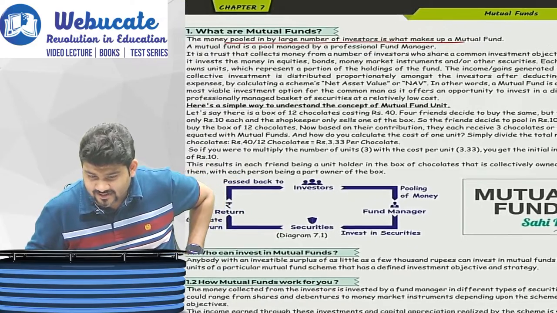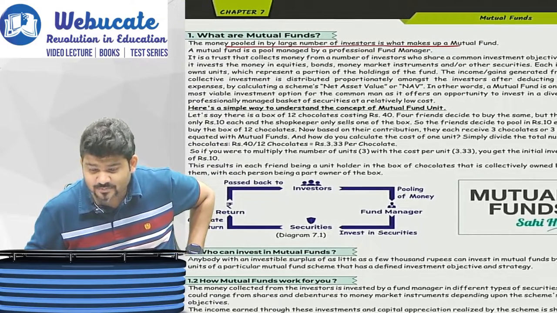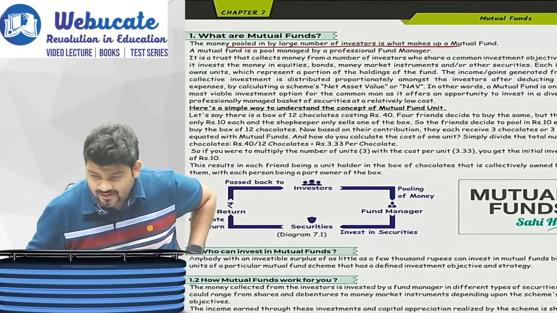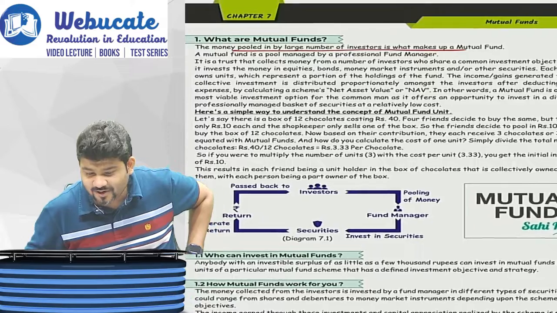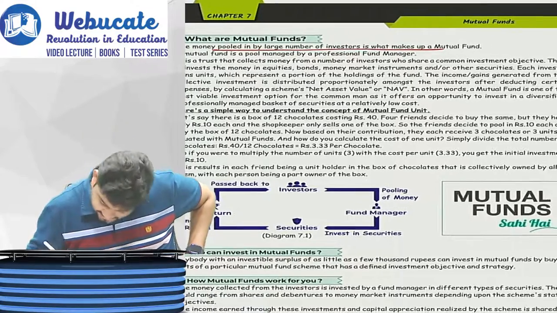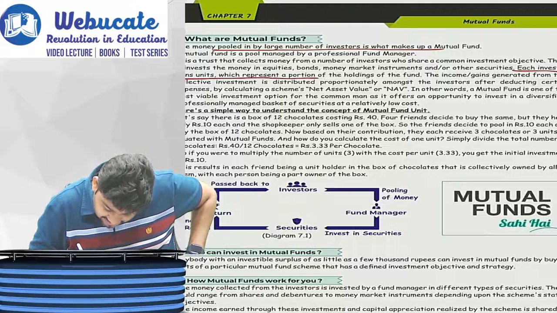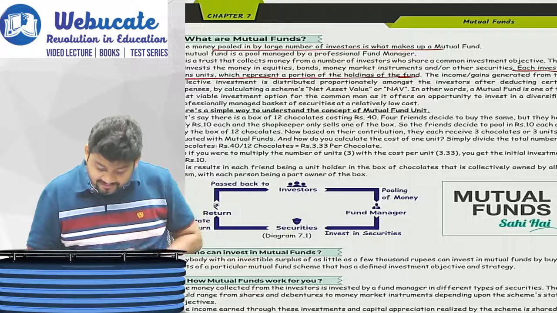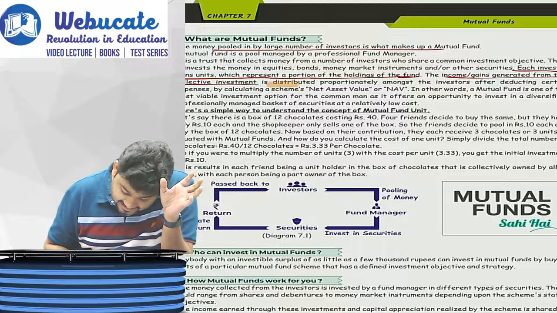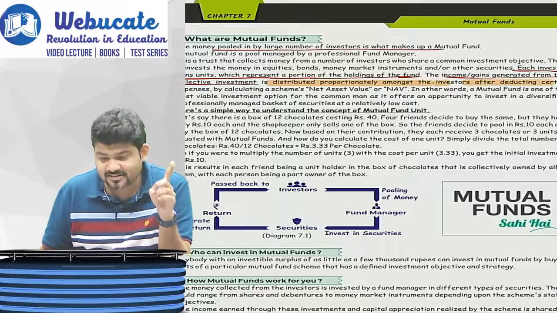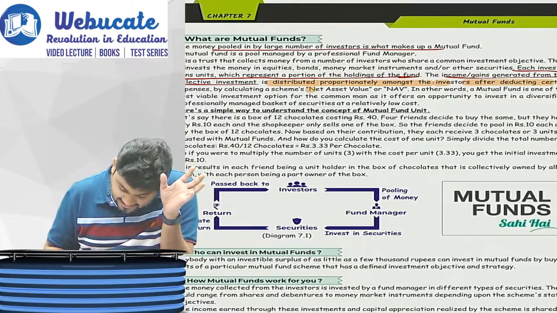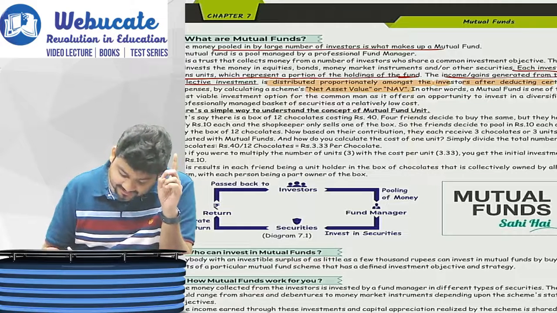So, common objective. Then it invests money in equities, bonds, money market instruments, and other securities. All of this we will be learning in your whole SFM. The income or gain generated from the units of each investor, which represent a portion or holding of the fund, the income or gain generated from the collective investment is distributed proportionately among the investors after deducting certain expenses. And that basically is called net asset value.